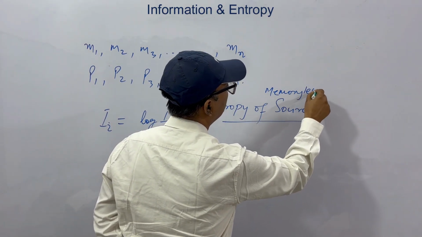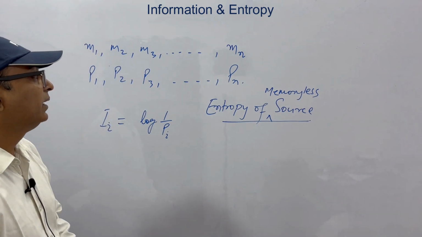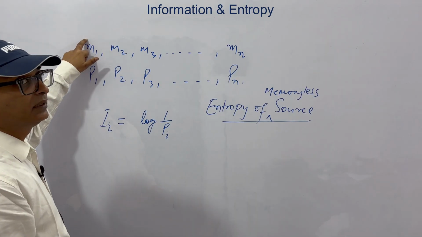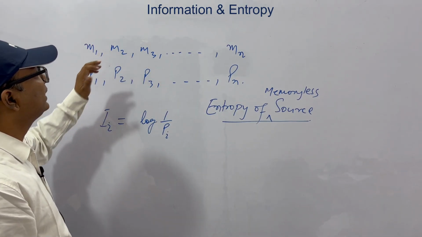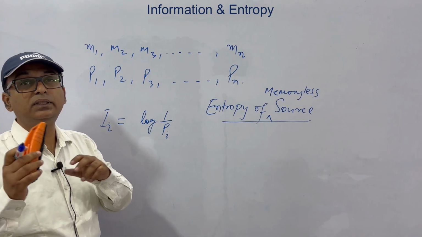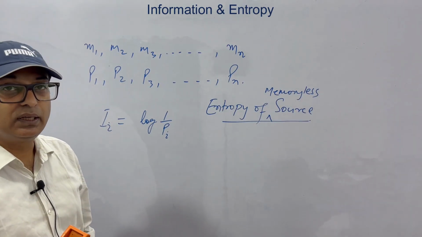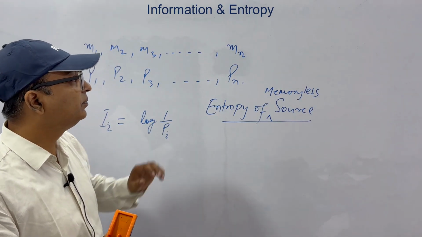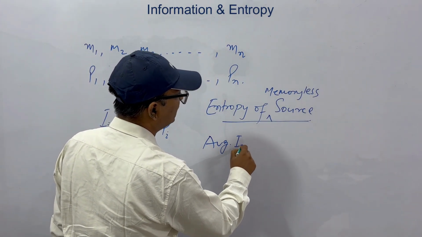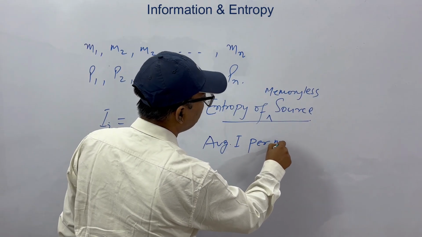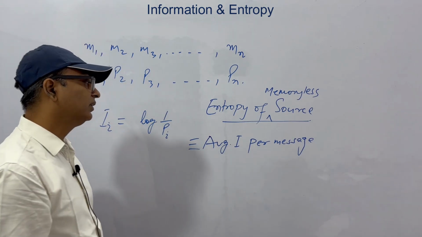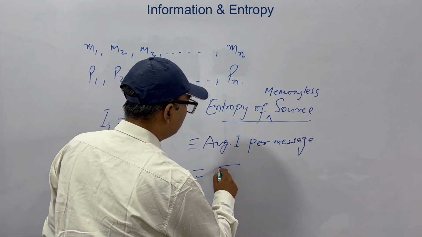What is the meaning of memoryless source? Memoryless source means that this message is independent of this message, and this message is independent of this message. That is, the messages are independent of each other. Any message is not related to its preceding or succeeding message. That is called a memoryless source. So the entropy of a memoryless source is nothing but the average information per message.